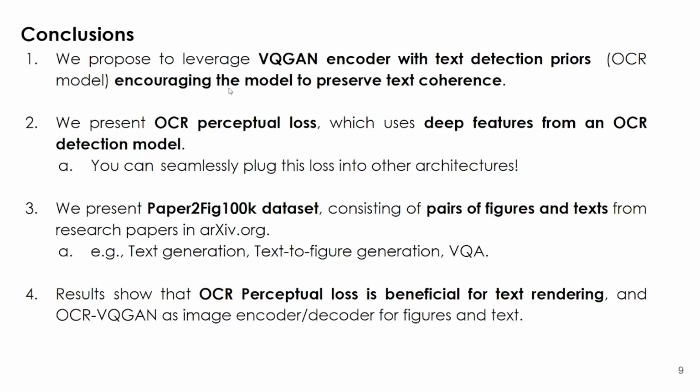As a conclusion, we propose to leverage the VQGAN encoder with a text detection prior, which is a frozen trained OCR model, which will encourage the autoencoder to preserve the text coherence. For that end, we proposed an OCR perception loss, which computes a similarity in the feature space. And we tested everything in a novel dataset called Paper2Fig100k that consists of pairs of figures and texts. And we saw that the OCR perception loss is actually beneficial for the text rendering.